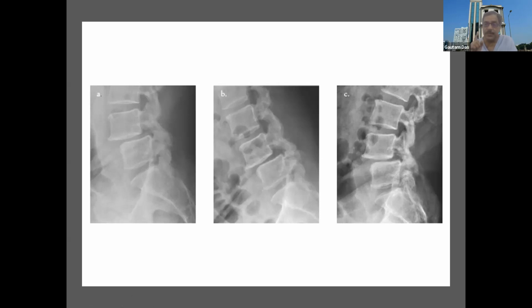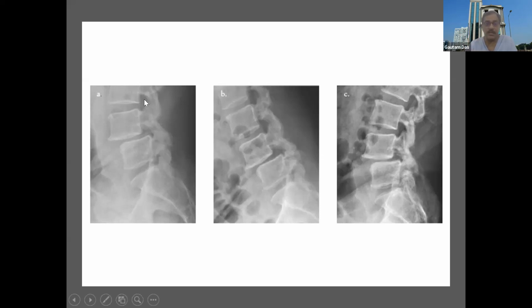So if a listhesis patient presents to you, which is stable, which is presenting with back pain, what you can do is facet joint intervention. That will be giving excellent results. But another thing is also possible.